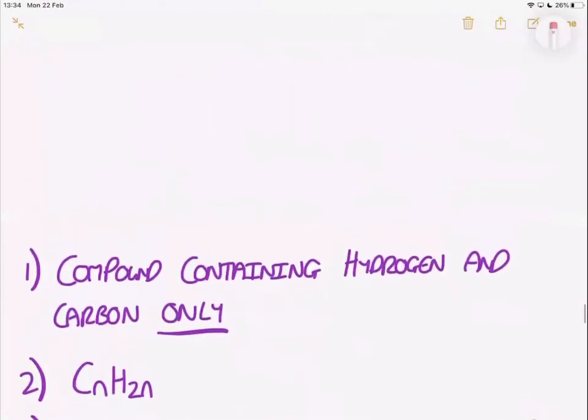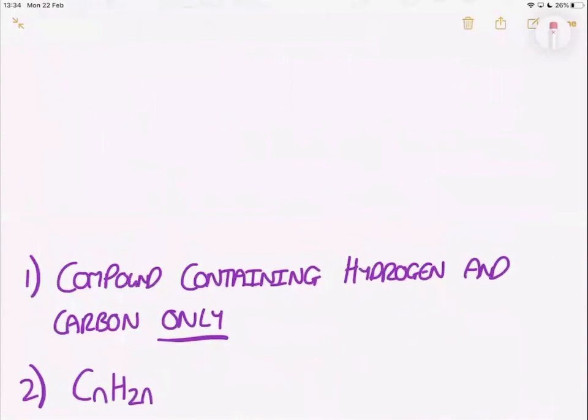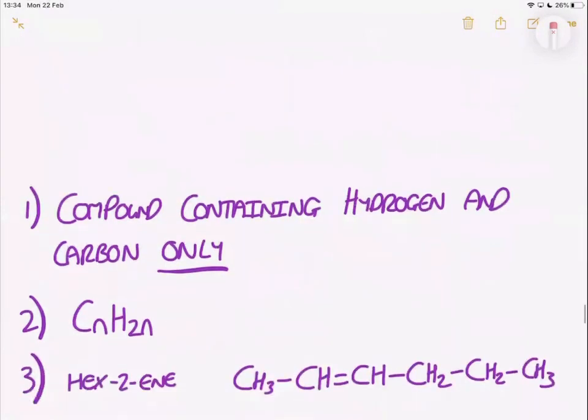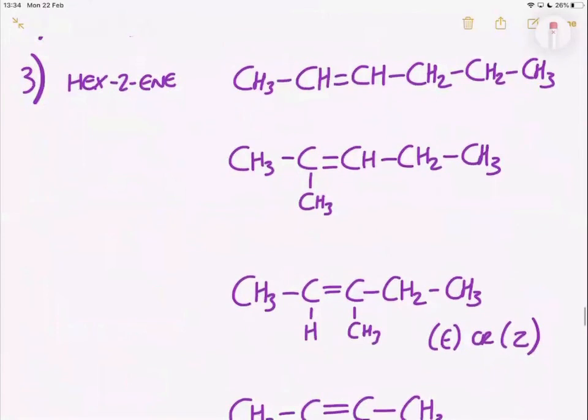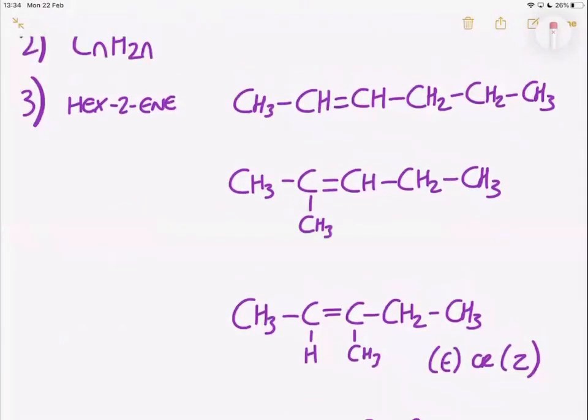So for the first two, we've got the strict definition: a compound that contains hydrogen and carbon only. That's a really important part of the definition. The general formula for alkenes is CnH2n. Then for the chain isomer of hex-2-ene, what I've done is I've actually started with hex-2-ene. So this first one is not a chain isomer. It's the molecule that we're starting with in our puzzle.